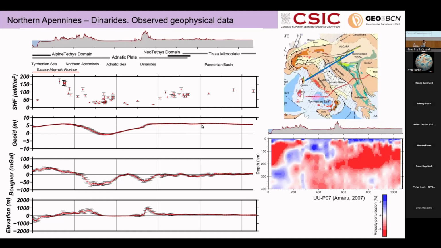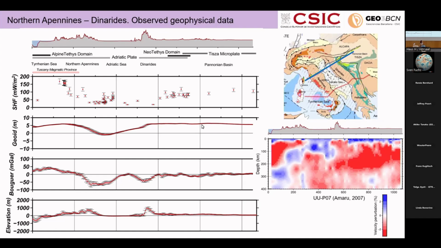This is the data that we have to reproduce, to constrain. This is the surface heat flow, at the top, and then we have the geoid, the Bouguer anomaly, and the elevation. And then this is a model of the P velocities in the mantle, an example of one.